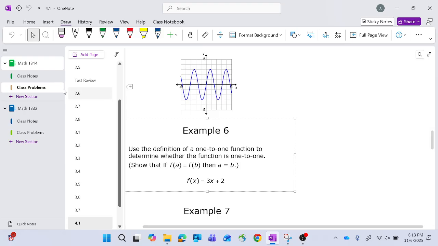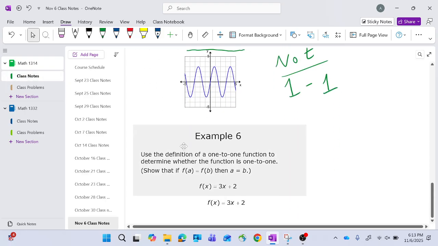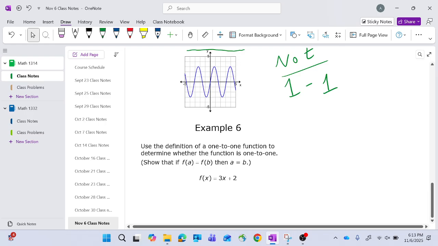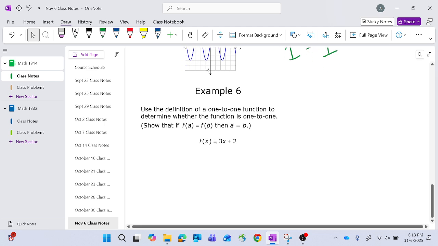Now we'll actually deal with some math, with some numbers. I know this is what y'all love, but let's go through it. Use the definition of a one-to-one function to determine whether the function is one-to-one. So I have 3x plus 2, and the definition says if f of a equals f of b, then a equals b.